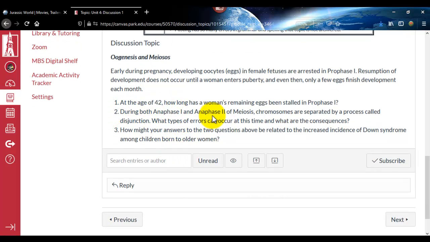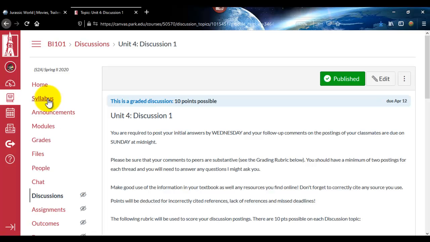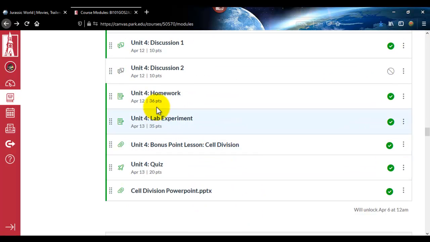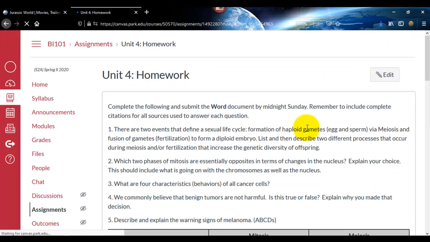During anaphase 1 and 2, chromosomes are separated by a process called disjunction. When they don't separate, it's called nondisjunction. So what kind of errors can occur at that time? Well, sometimes they don't separate. That's what Down syndrome is. There's three 21s. And then you can answer this one. It's a good discussion topic. You can look that up. The homework this week. So we're only going to do one discussion question.